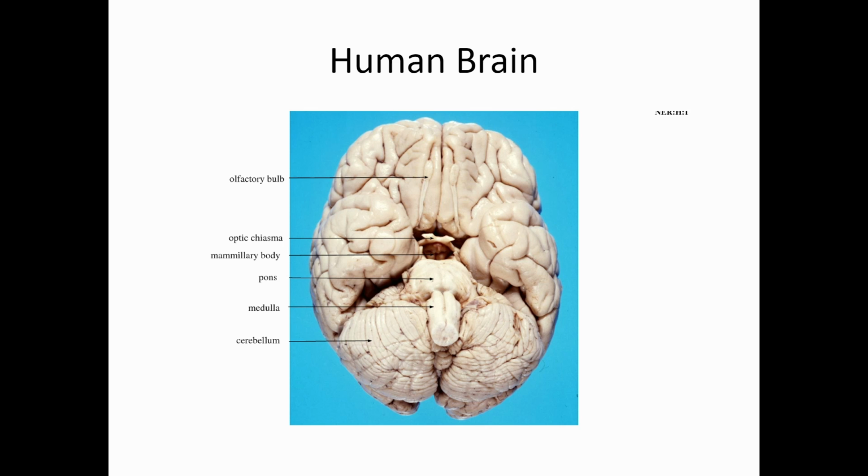Some structures we can see that we've actually talked about, like the cerebellum, which takes up about 11% of the brain's mass, the medulla, the pons, and even these mammillary bodies, which we haven't looked at specifically, but they're just a part of the midbrain.